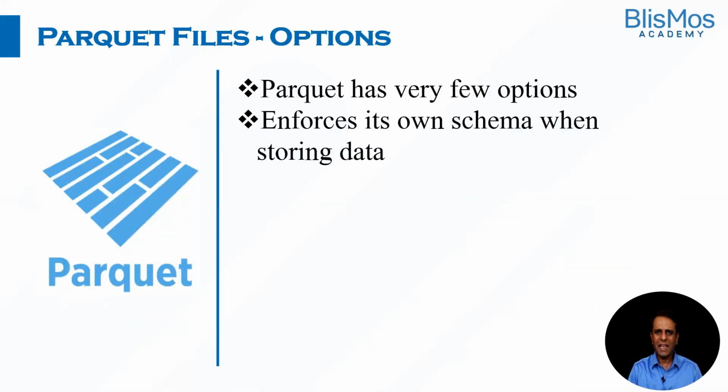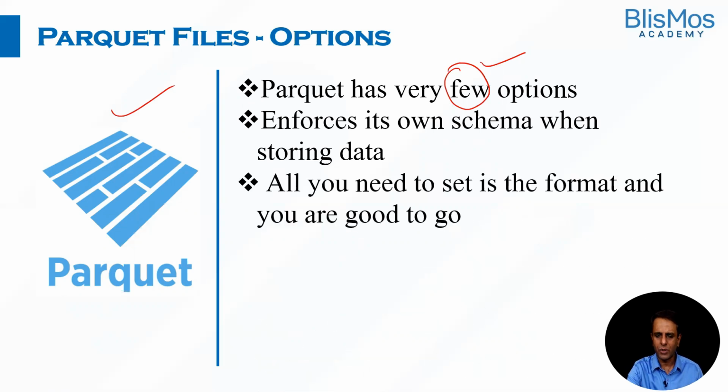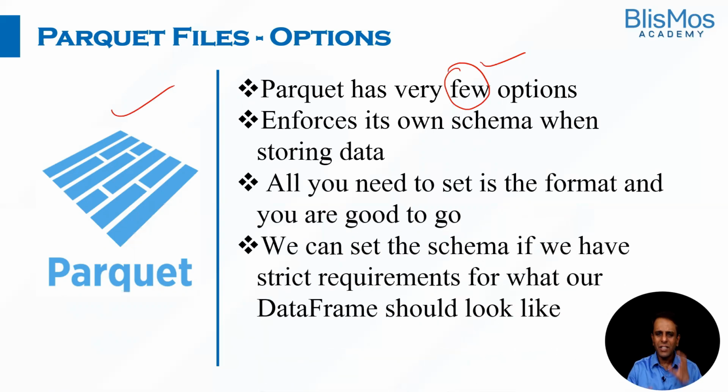Parquet format has very few options. Why is that? Because it has its own inbuilt schema and enforces its own schema when you are storing the data. Since it has its own schema while storing the data, it is easy for Spark to read the data from Parquet format. That is the reason it has few options. If you want to read the data from Parquet format, all you have to do is set the file format, and then you are good to go. You will be able to read the data from a Parquet file.